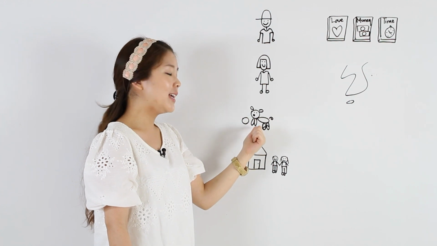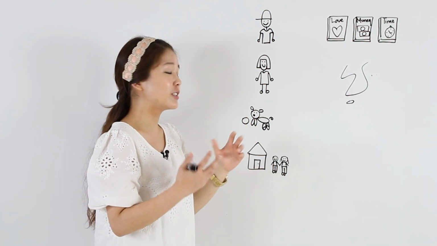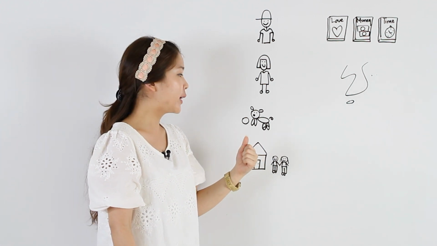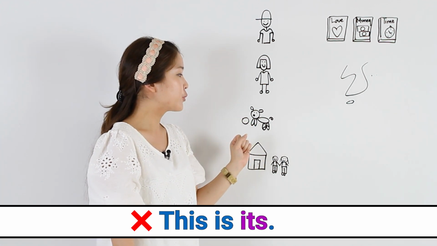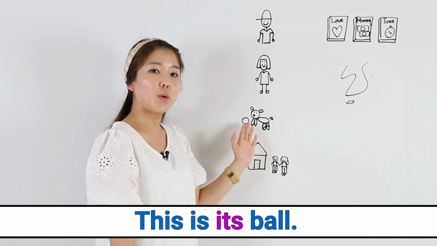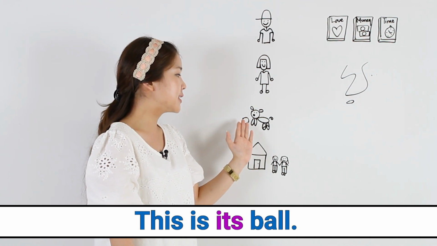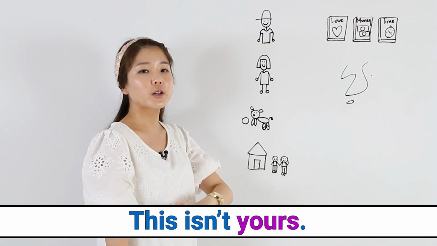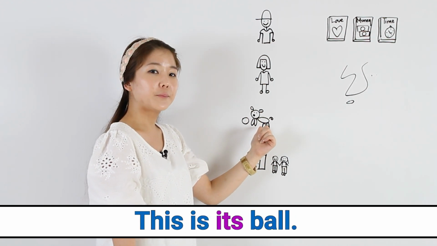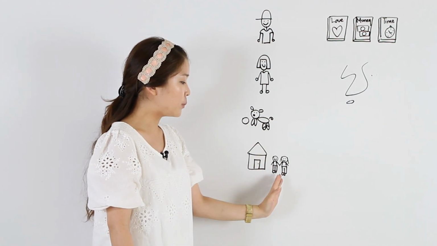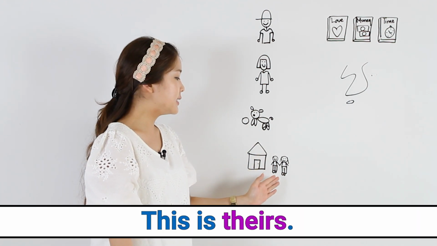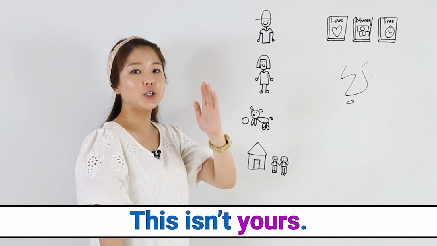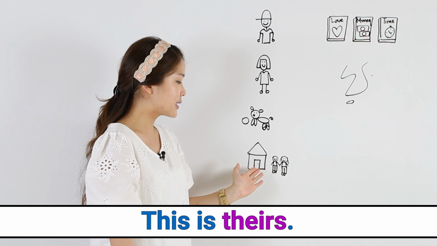Okay, now with its, it's kind of different. Okay, you still have to put a noun. So you can't say this is its. You have to say this is its ball. Again, this is its ball. This isn't mine. This isn't yours. This is its ball. Okay, now we have two people who have a house. This is theirs. This isn't mine. This isn't yours. This is theirs.